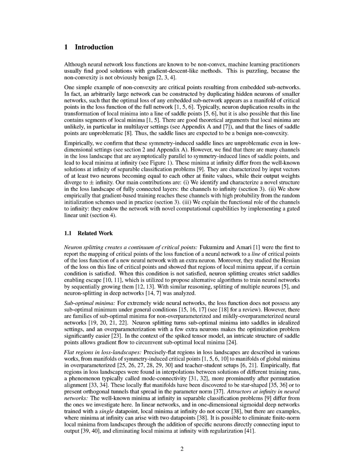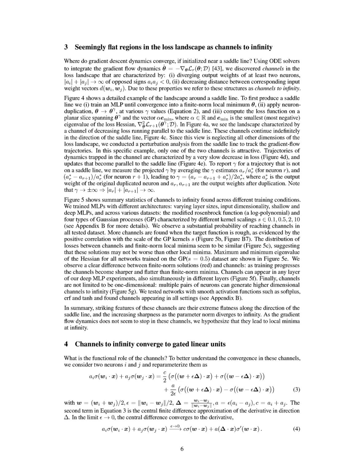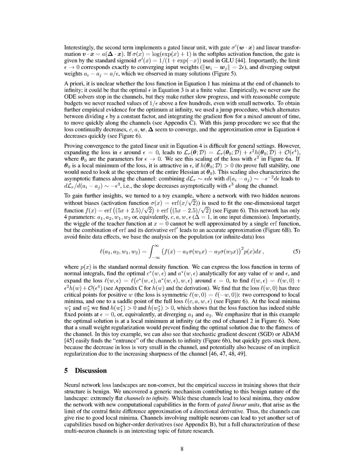In our work, we validated the method by conducting extensive empirical investigations using small neural networks with varying architectures, specifically focusing on a scalar regression problem in a two-dimensional input space. We trained these networks under different conditions, including varying layer sizes and input dimensionality, across multiple datasets, such as the modified Rosenbrock function and Gaussian processes with different kernel scalings. The performance metrics included the probability of reaching channels to infinity and the convergence behavior of the networks, which we assessed through loss values and the stability of solutions found.